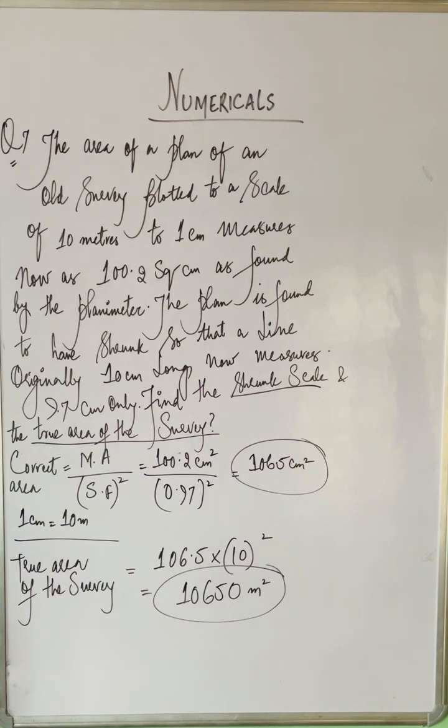So this is the true area of the survey, right? This is the true area of the survey. So we completed the question. We found the shrunk scale and we found the true area of the survey as well, right? Let's move on to question number 8.